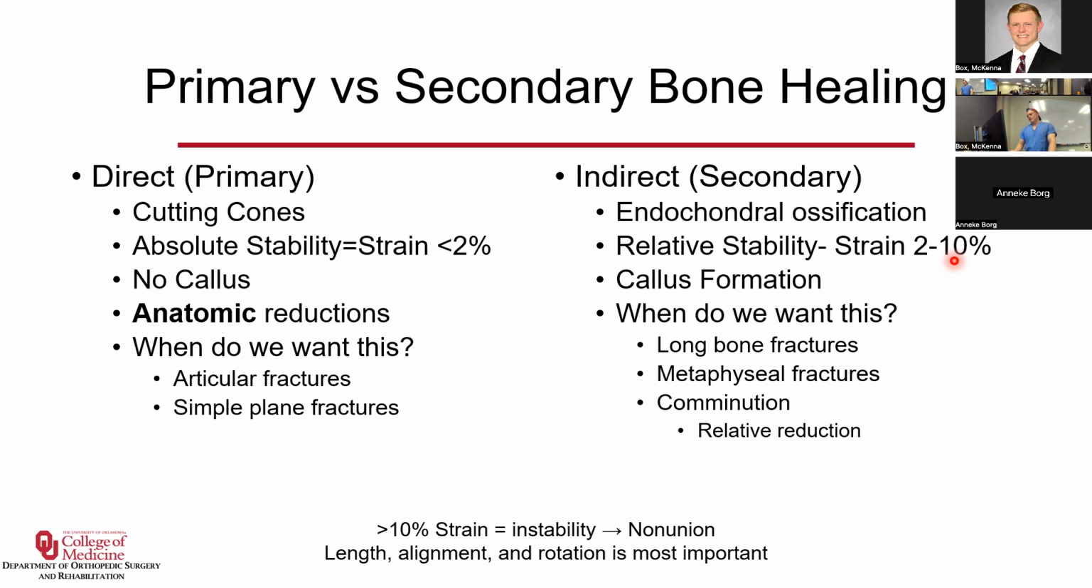And then with indirect healing, with secondary bone healing, as I mentioned, with the endochondral ossification that occurs, which is the spongy bone laid down and then replaced by a lamellar bone. And this occurs with the relative stability or strain between 2 and 10% and forms a callus.